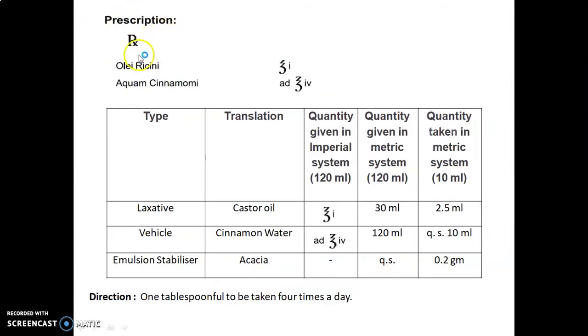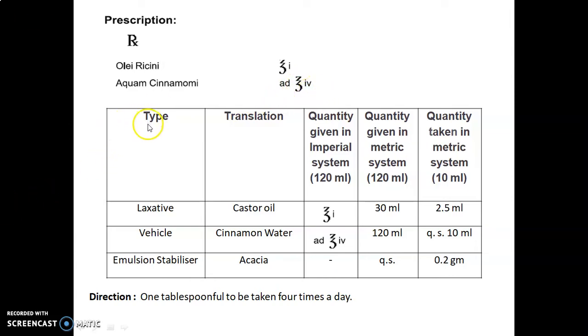Prescription. The formula given is in Latin terminology, so we have to convert it, as it is given in the imperial system, into the metric system. So we have oleum ricini, meaning castor oil, which is ounce I. Aquam cinnamoni means cinnamon water, add ounce IV, meaning ounce 4.